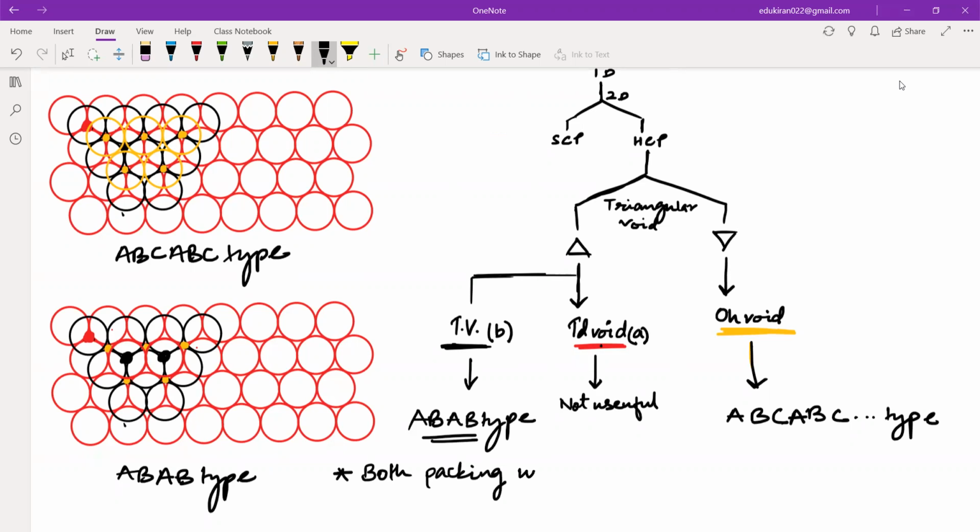For both packing, the number of tetrahedral voids is double the number of octahedral voids, okay? Because you can see you have one octahedral void and there are tetrahedral voids from 2 layers, okay? Both in ABAB type and ABC type, tetrahedral voids will be double the number of octahedral voids.